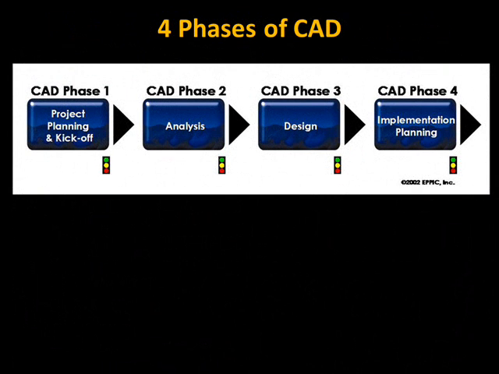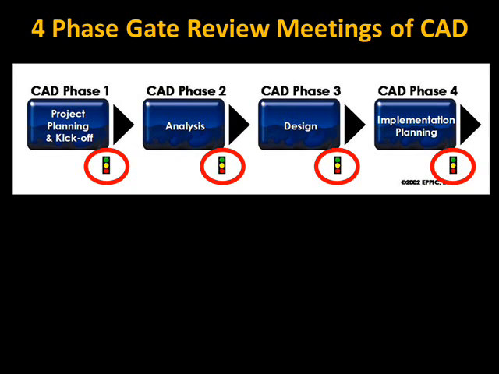CAD has 4 phases. If you take a close look at this graphic, you'll see that the traffic light is turned upside down. That's because we wanted it to be not a stop light, but a go light.